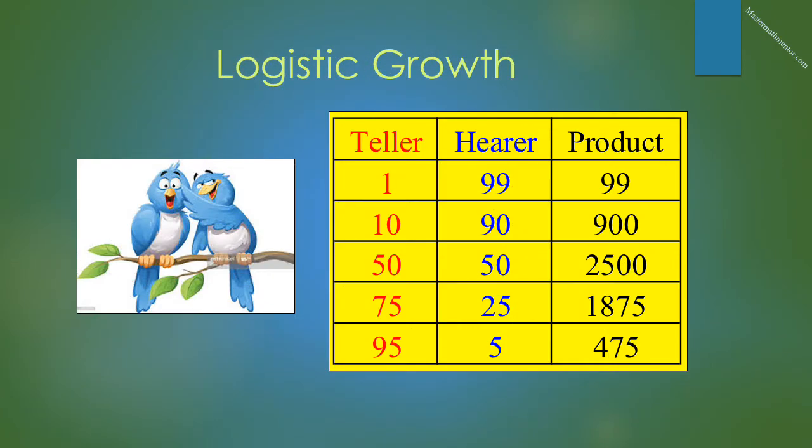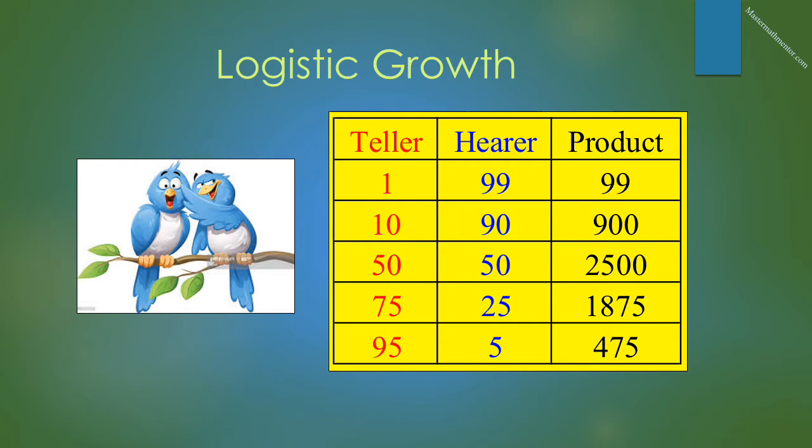A classic example of logistic growth is rumor spreading. Rumor spreading involves two types of people: tellers who know the rumor and hearers who do not know the rumor. At first, there is only one or very few tellers and a lot of hearers. For instance, in a building where a rumor is spreading and there are 100 total people, let's suppose there is one teller, 99 hearers. We look at the product of those numbers and we get 99.